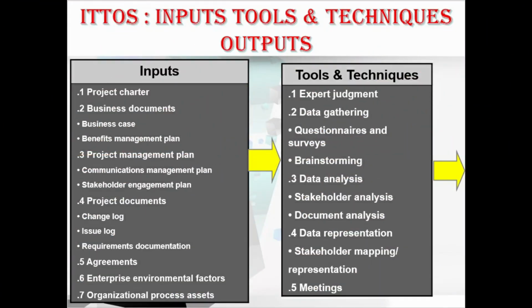In inputs we have the project charter, the business documents, which contain the business case and the benefits management plan, and the project management plan, which contains the communication management plan and stakeholder engagement plan. We also have the project documents, which contain the change log, issue log, and requirements documentation, and also in the inputs we have agreements, EEFs and OPAs, that is enterprise environmental factors and organizational process assets.